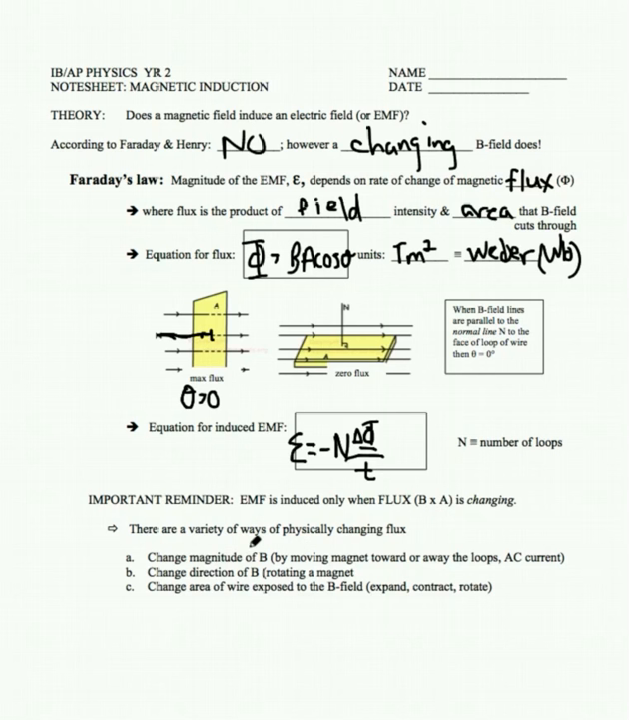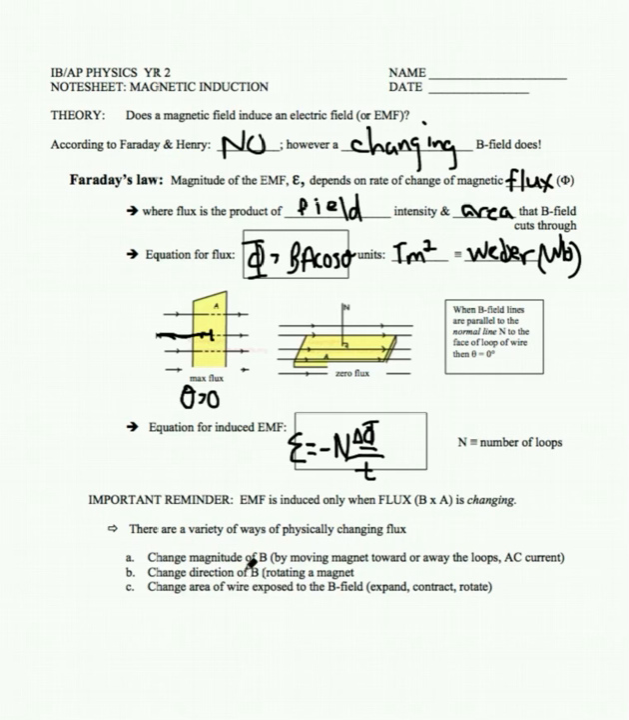These are just three of the most common examples, but there are other ways of changing flux. You can simply change the magnitude of the B field. You can have it reduced or increased either by moving a magnet toward or away from loops, or if you have alternating current, then your B field will wax and wane from maximum to minimum to maximum in the opposite direction as a magnet spins in the presence of loops of wire.